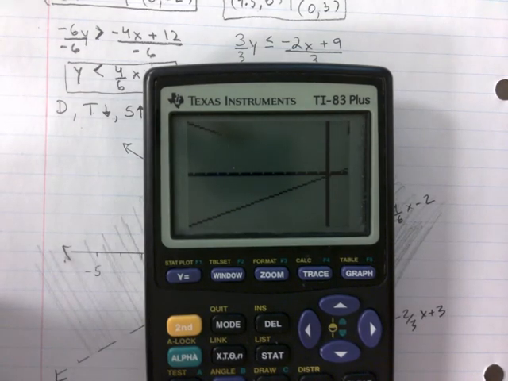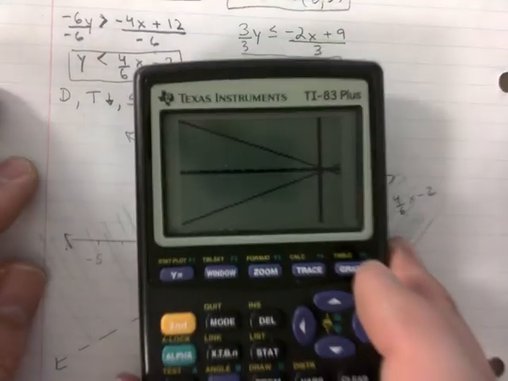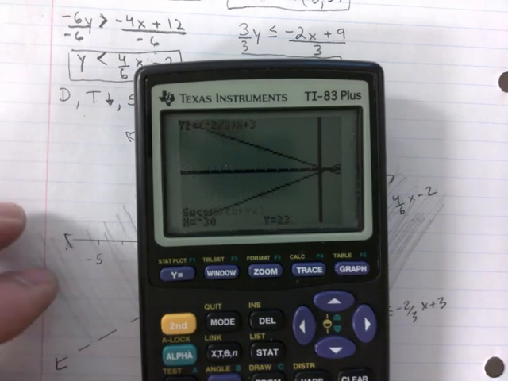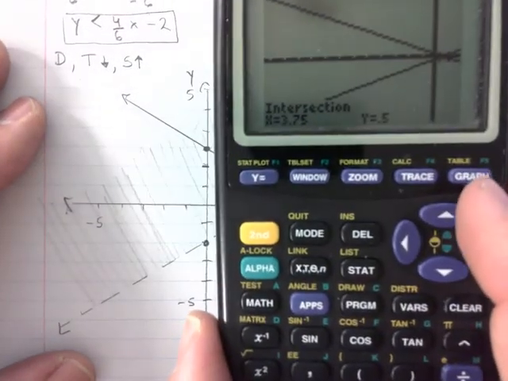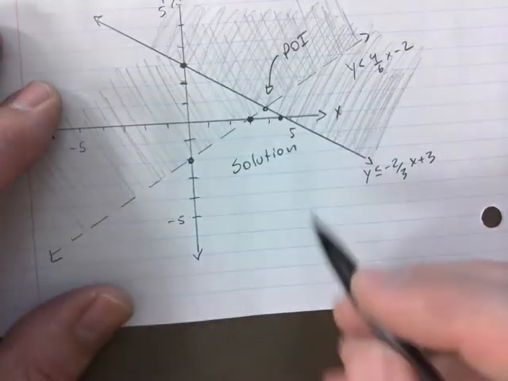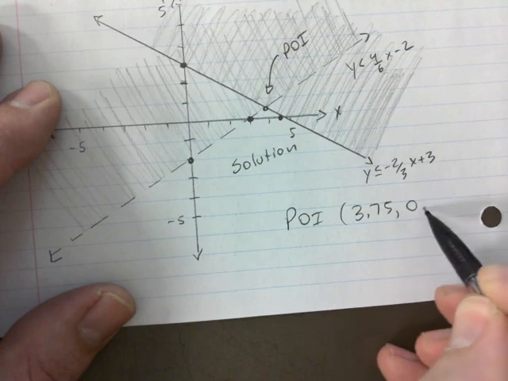I might have to redo my window. No, I'm good. Okay. And it kind of looks like what we did, right? So second trace 5, enter, enter, enter. It's 3.75, 0.5. POI: (3.75, 0.5).